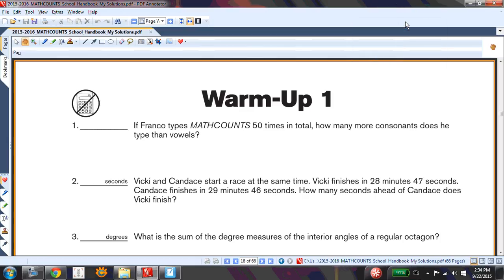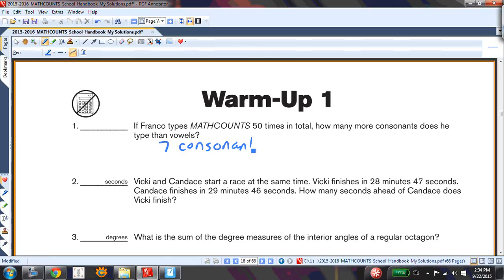Okay, this is warm-up number one. Franco types "math counts" 50 times in total. How many more consonants does he have than vowels? Well, in "math counts", there are 7 consonants. And there are only 3 vowels. So if he has 7 consonants times 50, that's going to give him a total of 350, right?